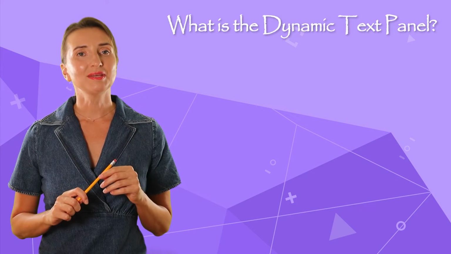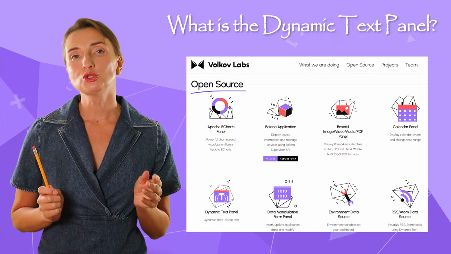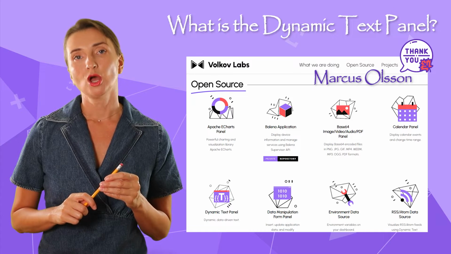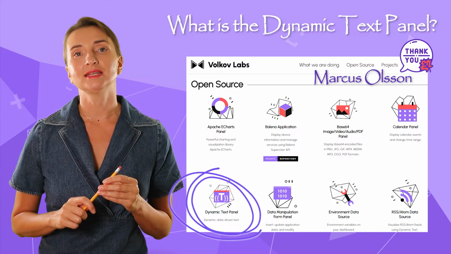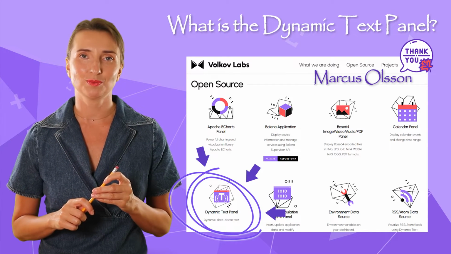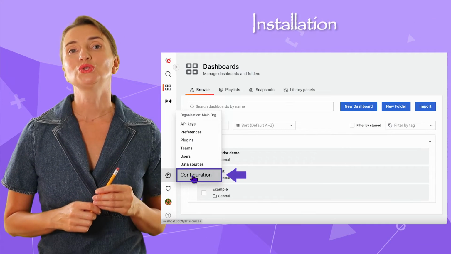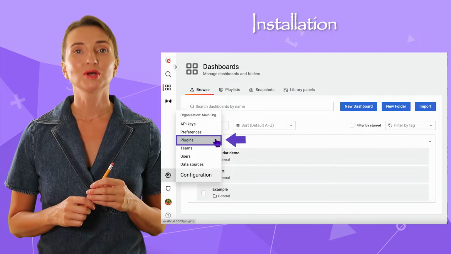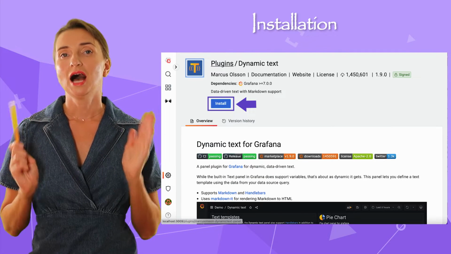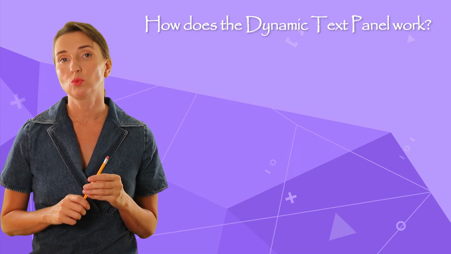What is the dynamic text panel? It is an open-source plugin initially developed and supported by Markus Olsen. We adapted it recently, and now Volkov Labs fully maintains the dynamic text visualization panel. To install, go to the Configuration Plugins menu, start typing dynamic text, and then click Install. How does the dynamic text panel work?